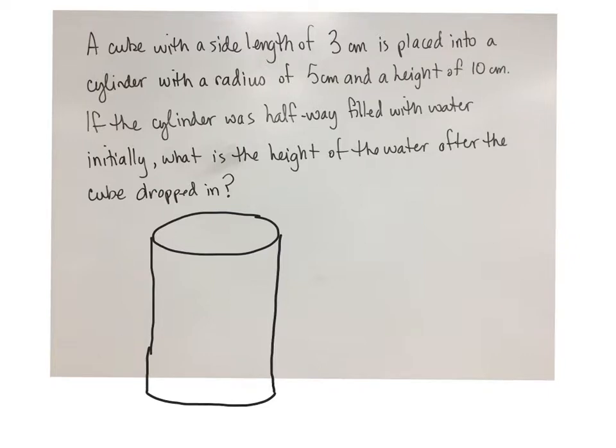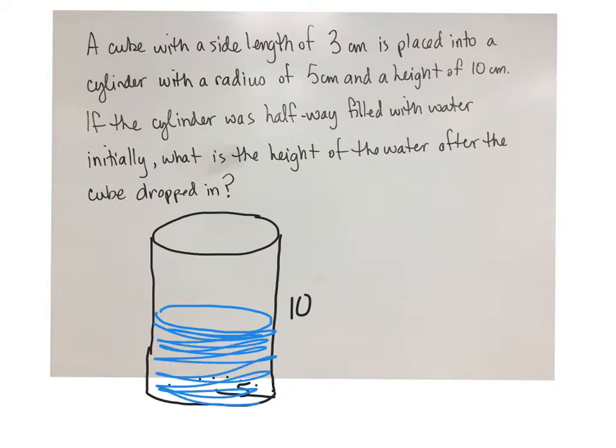With a radius of, here's the bottom of it. The radius of this thing is 5, and it has a height of 10. And it's halfway filled with water. So let's fill it up with some water, halfway. Look at all the water in there. A lot of water in there. Don't fall in.